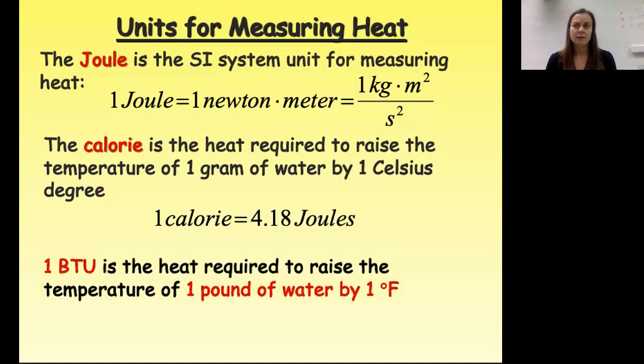And then the last unit that you'll sometimes hear in your everyday lives is a British thermal unit, or a BTU. It's the heat that's required to raise the temperature of 1 pound of water by 1 degree Fahrenheit. And so a BTU is actually a much larger unit than either a calorie or a joule. And we use BTUs when we're looking at the heat output of stoves or furnaces or even grills. So you'll encounter those occasionally in your everyday life.